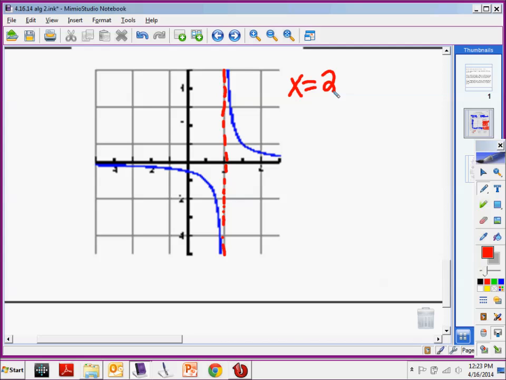Now I pick back up and I'm going to keep going until I really can't. And where is this going to start flattening out at? 0. So my horizontal line is at 0. y equals 0. How do we feel about it? Good. That's identifying your asymptotes.